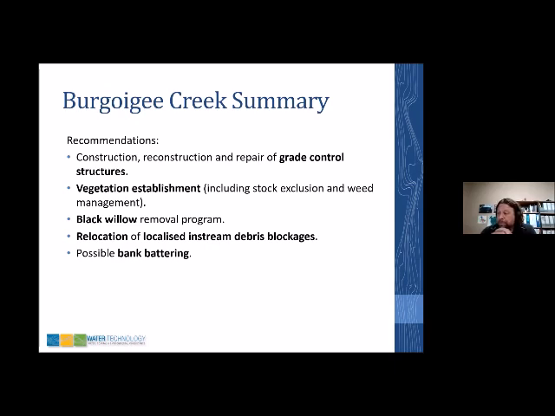type of willow. The report also made reference to the relocation of in-stream debris blockages. Sometimes you can get large wood that gets picked up and mobilised in a particular flow event. That large wood can be a very, very valuable feature in terms of both habitat and erosion management. However, in some instances where the blockages are quite discrete and large, they can actually cause localised erosion issues, and I assume there's a couple of those within this system, and possible bank battering.